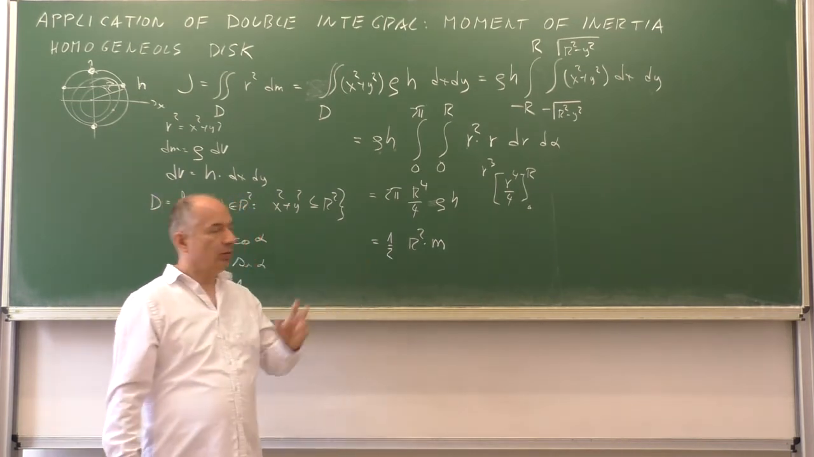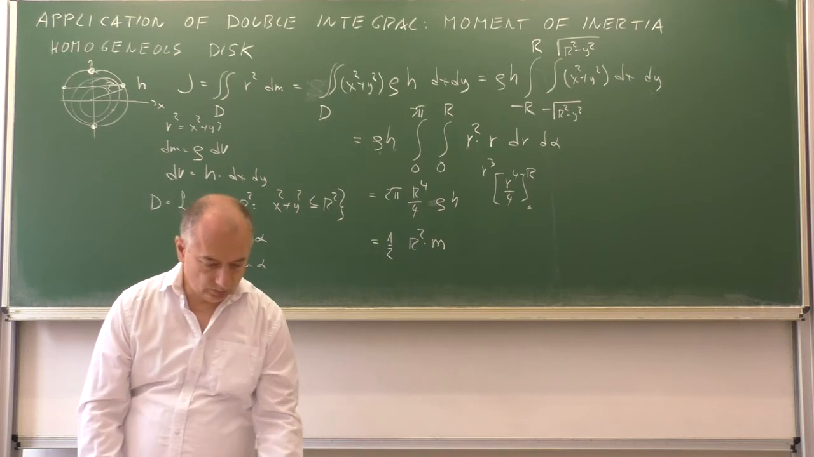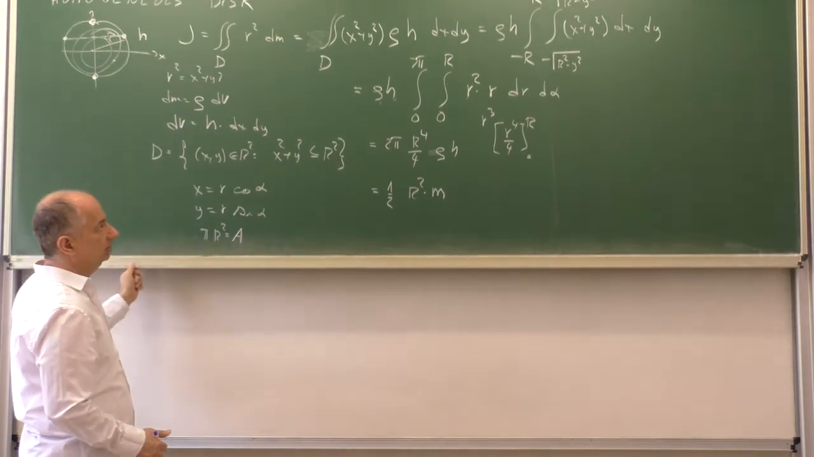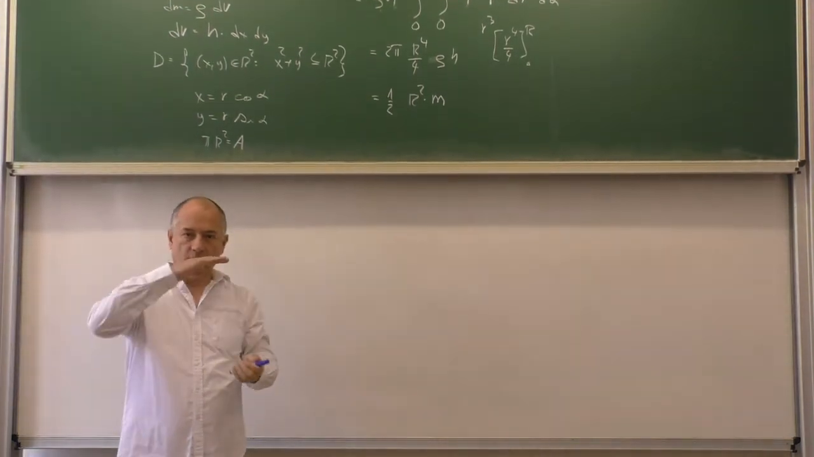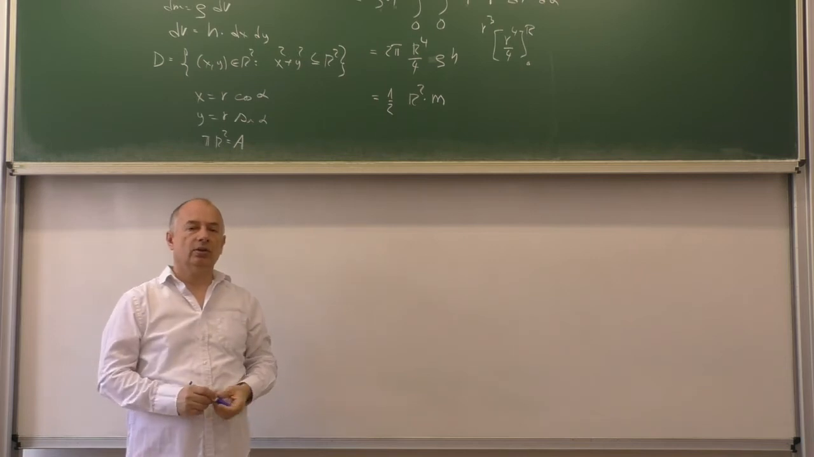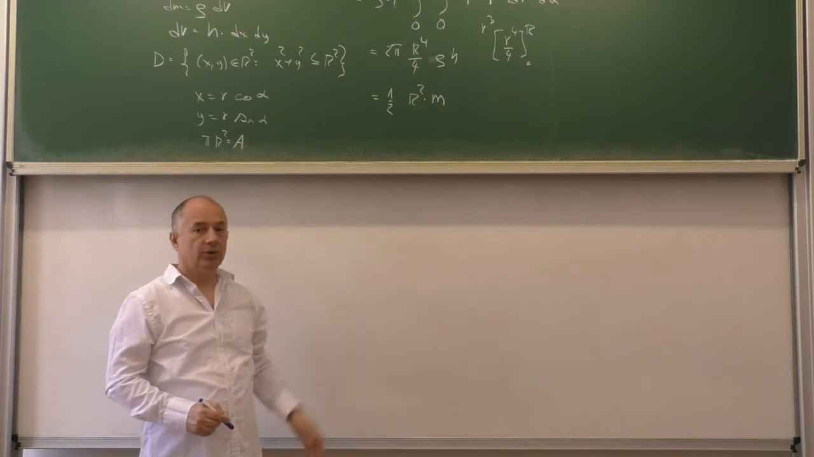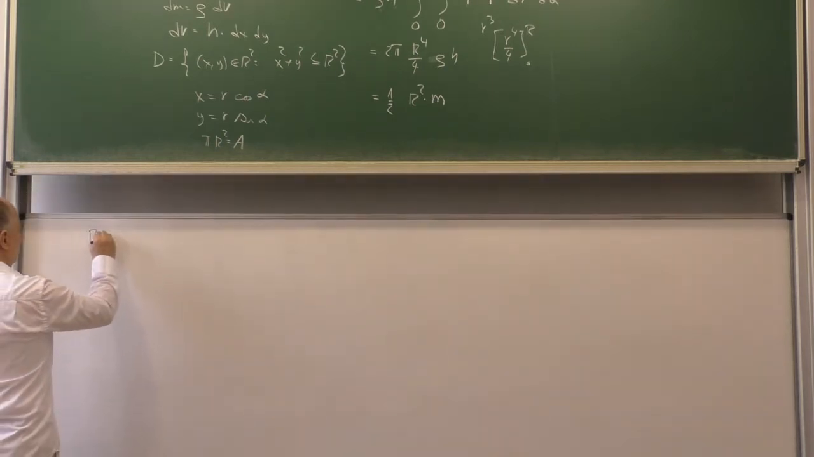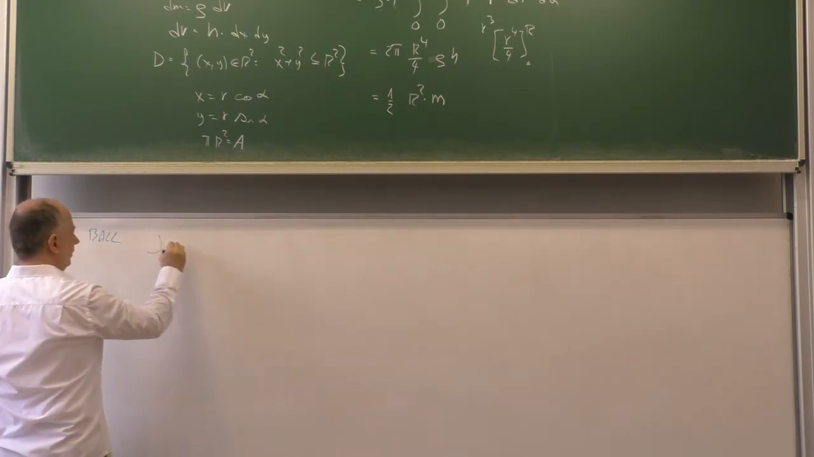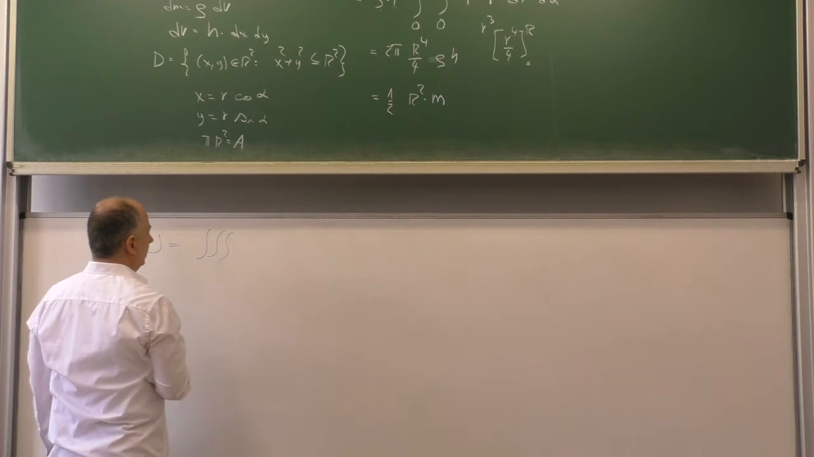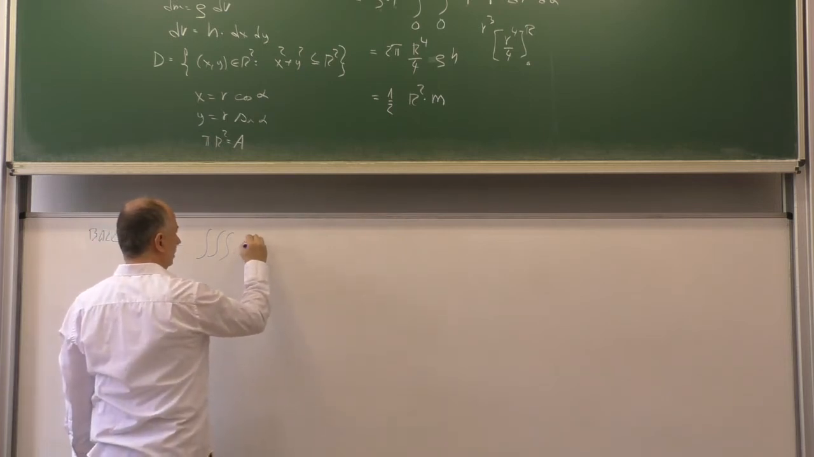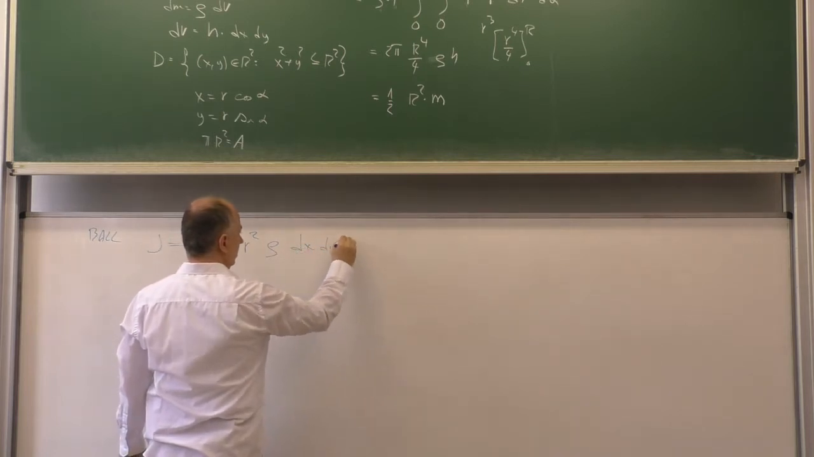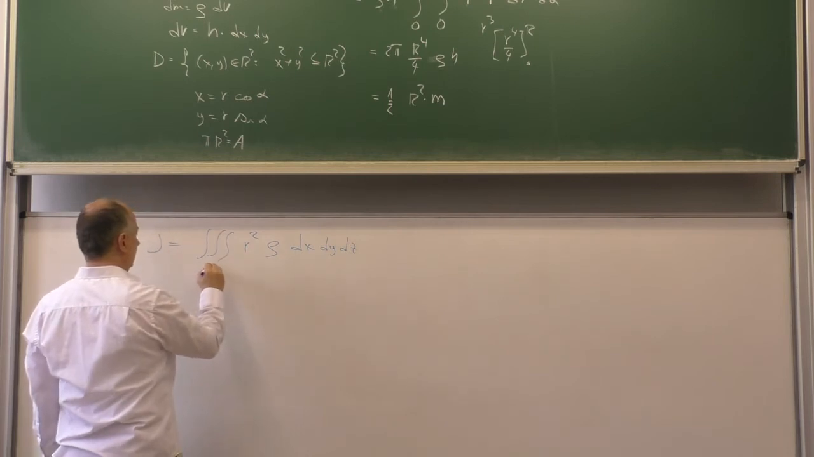Well, and to compute the moment of inertia of a homogeneous ball, we can make use of this result because we can cut the ball into thin slices and each slice is a homogeneous disk. In general, for a ball, the moment of inertia would be the triple integral of r squared rho dv, which is dx, dy, dz over the ball.